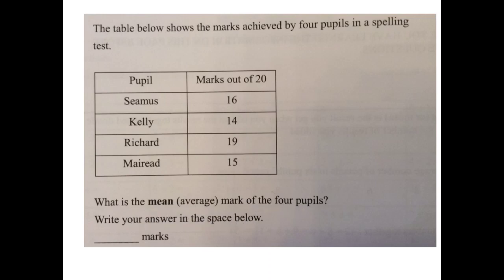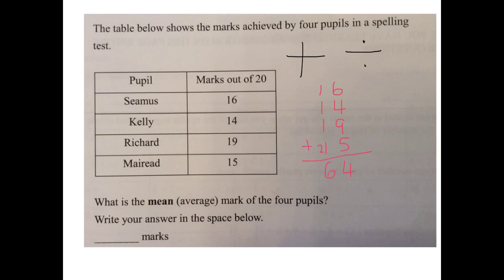Well, in working out the mean, we have to do a bit of adding, and then we have to divide by how many people there are. So we've got to add our 4 numbers to begin with. 16, 14, 19 and 15. 6 and 4 give me 10, 9 brings me up to 19 and 5 is 24. 4, 2 over. 4 ones are 4 and then the 2 is 6.